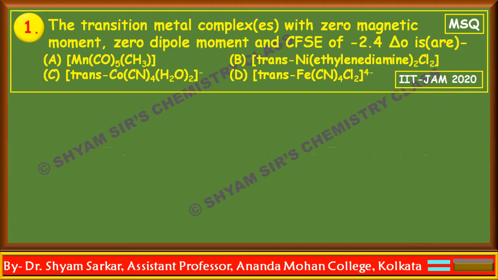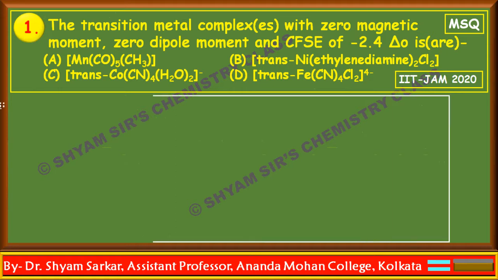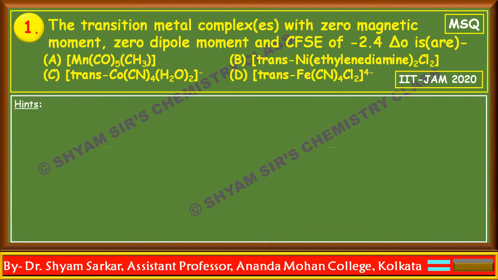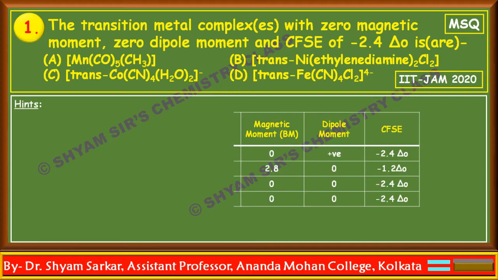Since this is an MSQ type question, there may be multiple answers from these four options. For this question, you first need to know the structure of the metal ions and the corresponding structure of the complexes and their corresponding metal ions. If you make a chart like this, it will be easier for you.